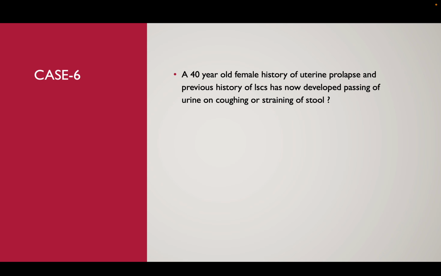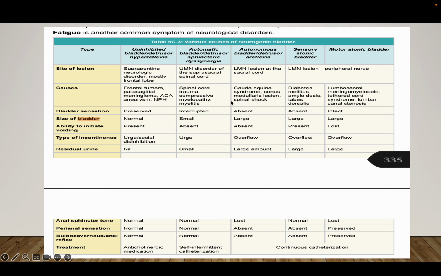So before this one, the infrapontine is mostly called urge incontinence, and the atonic bladders are called overflow incontinence. So these are the various kinds of bladder we discussed. This is the uninhibited bladder, or detrusor hyperreflexia, where suprapontine is the cause, where frontal tumors, parasagittal meningiomas, or anterior communicating artery aneurysms are the more common causes, or normal pressure hydrocephalus can also cause incontinence.